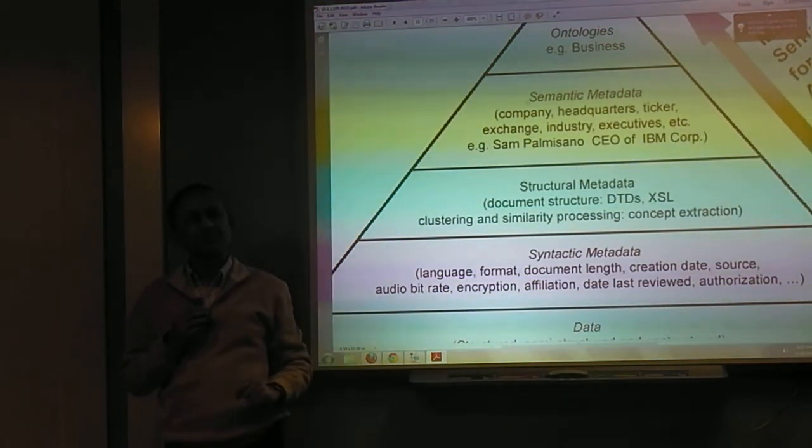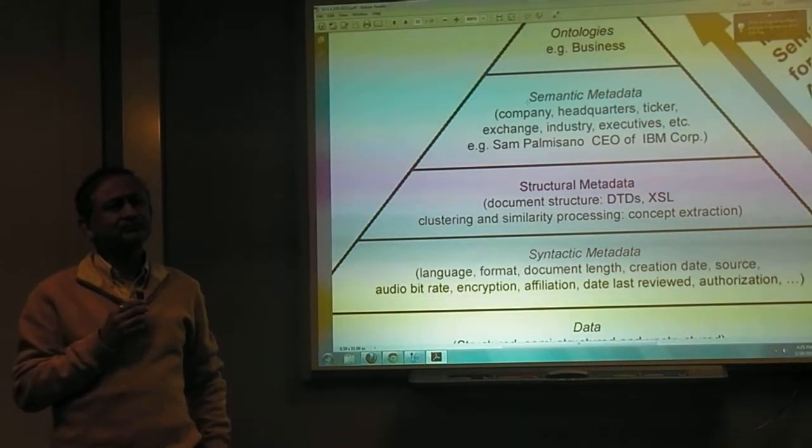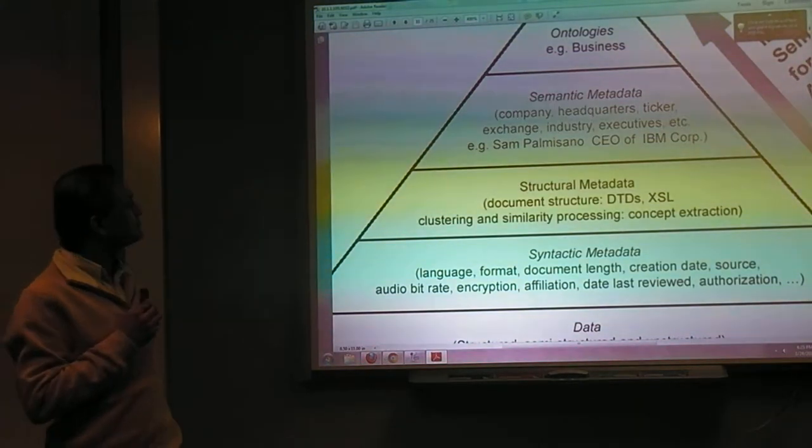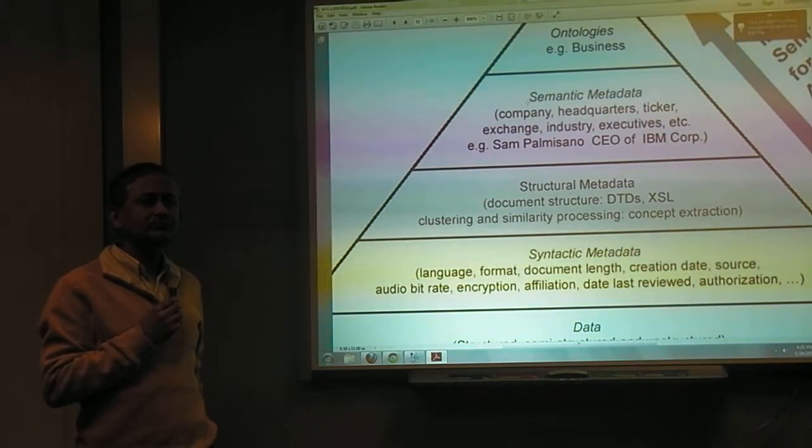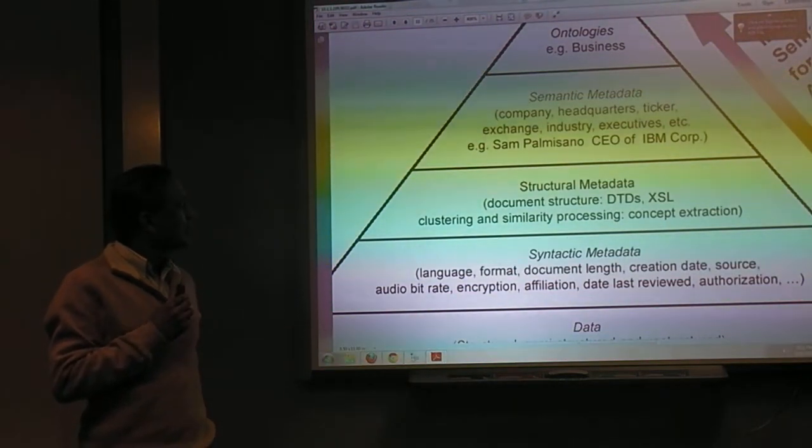Right. Professor, here you said that semantic metadata is about company headquarters and ticker, etc. So is Sam the main topic of discussion, or is CEO of IBM the main topic of discussion?